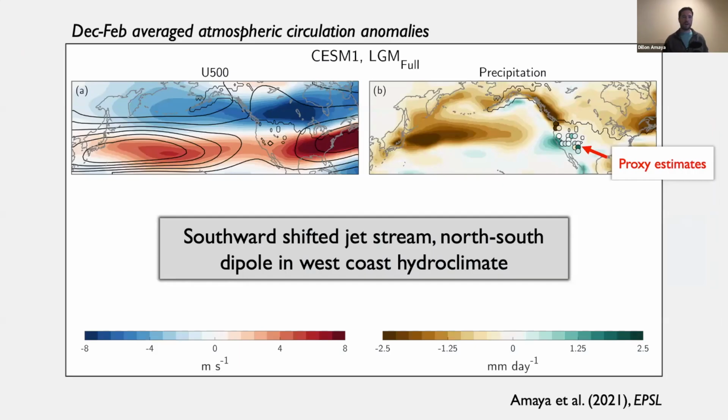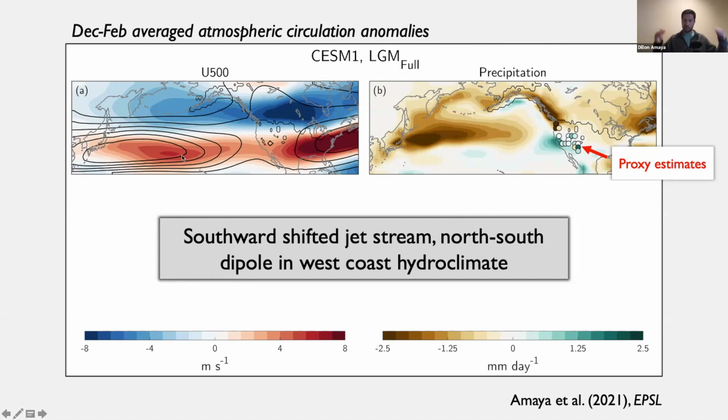So these are the wintertime atmospheric circulation anomalies in our full LGM simulation. This is the zonal wind at 500 millibars that you're seeing. And I hope you can see my cursor here, but the shading of the anomalies in the wintertime is showing you a southward shift in the jet stream. The climatological values for the zonal wind are in the contours here. So this is a de-intensification of the westerlies on the northern flank and an intensification on the southern flank.